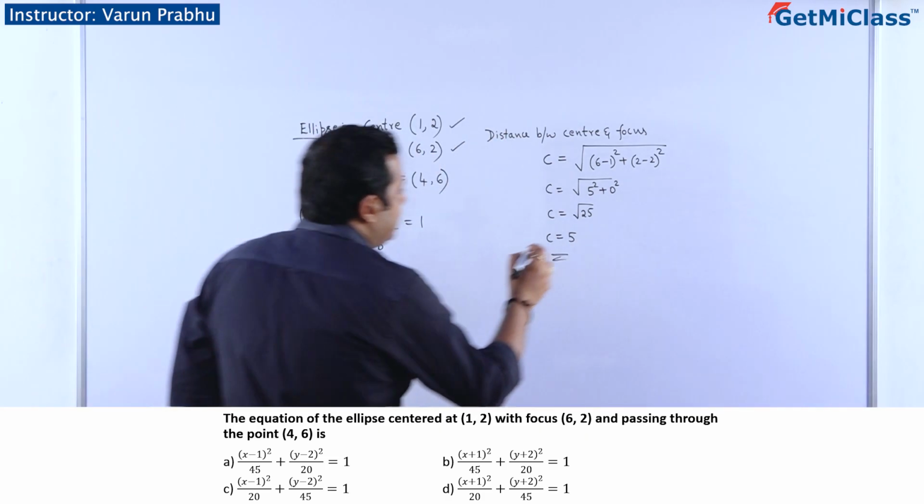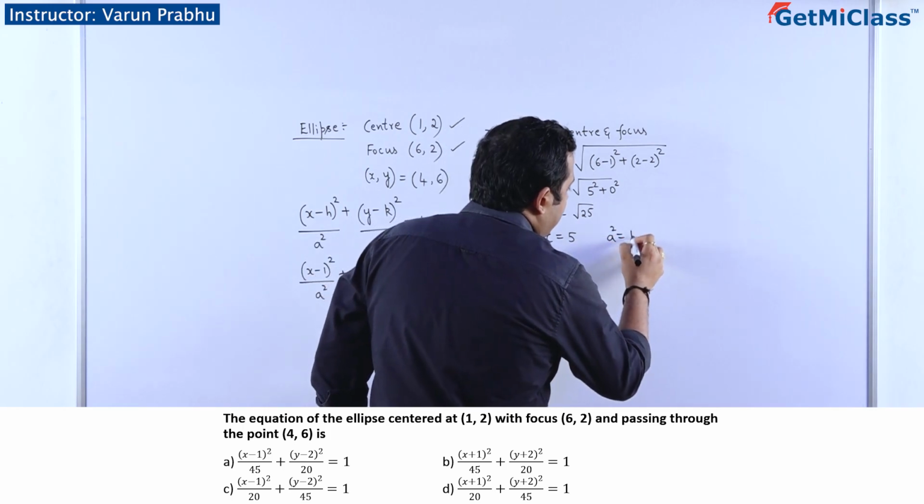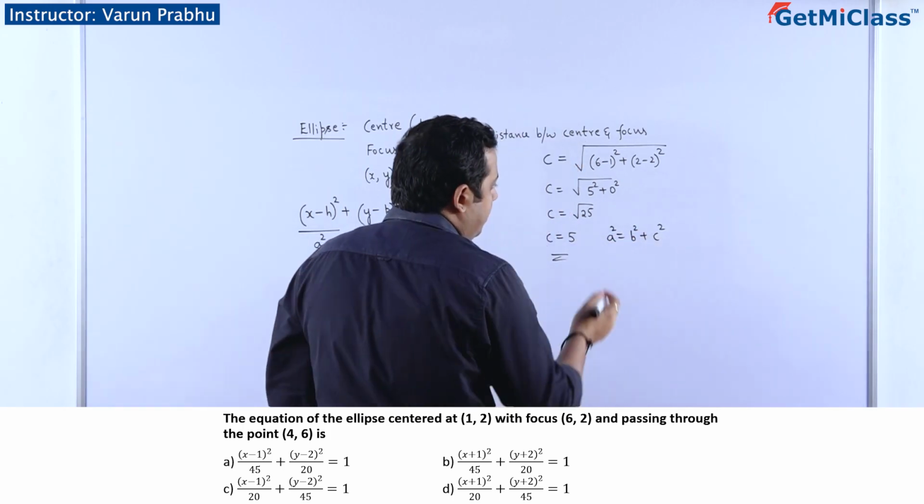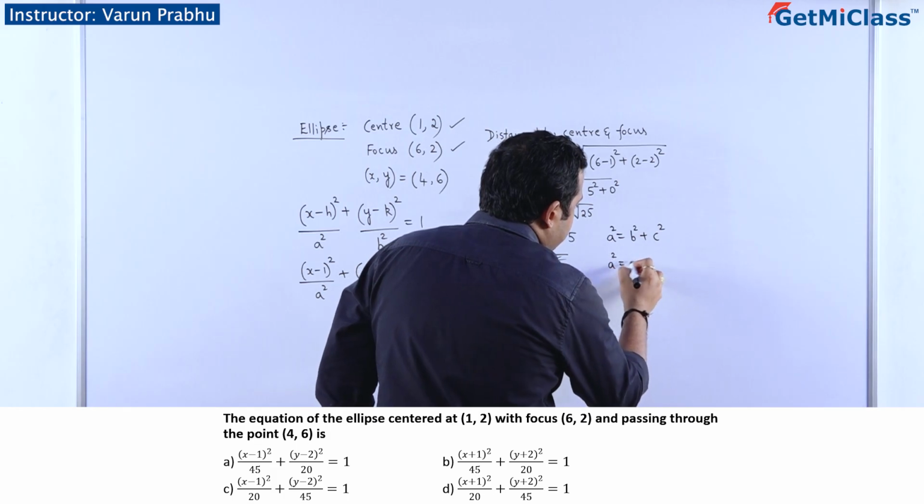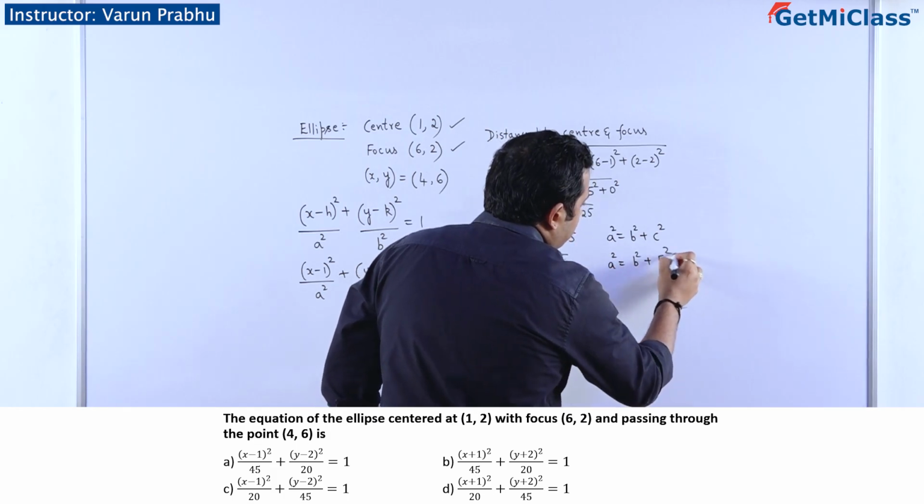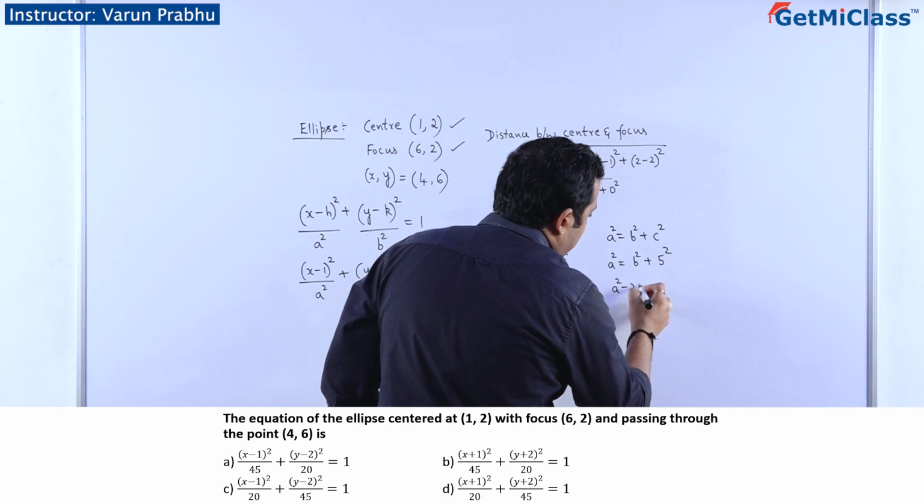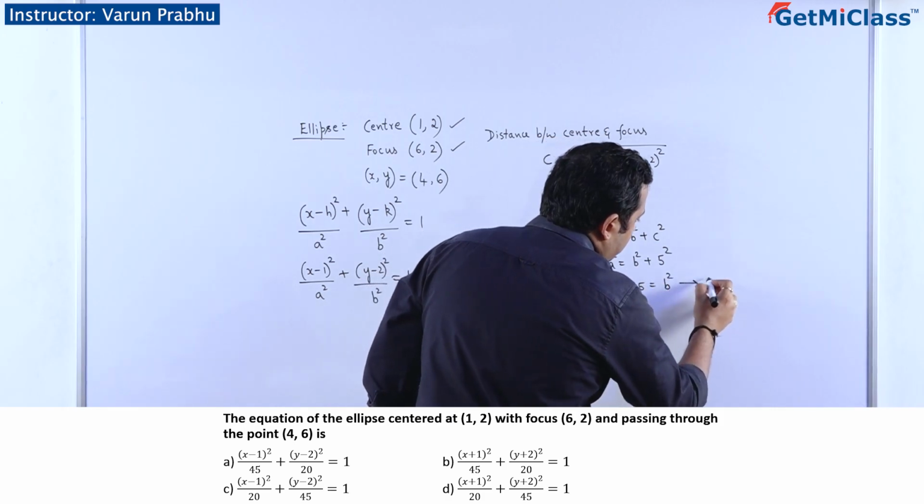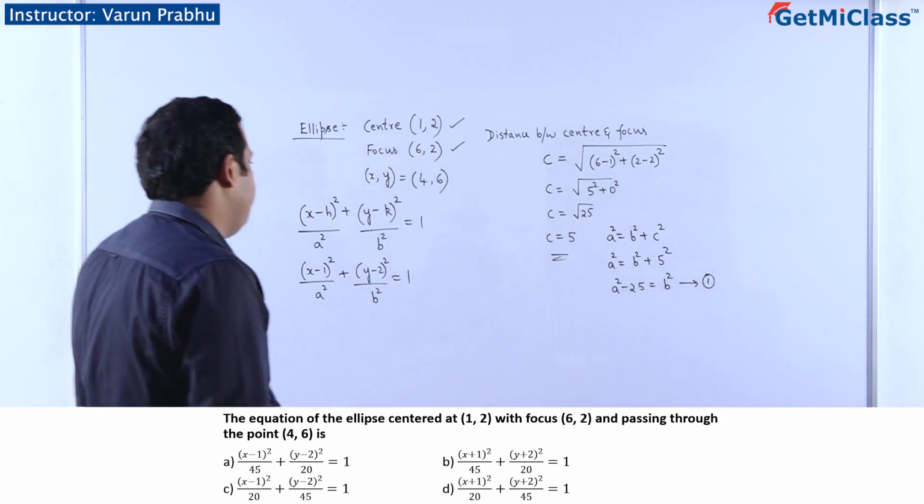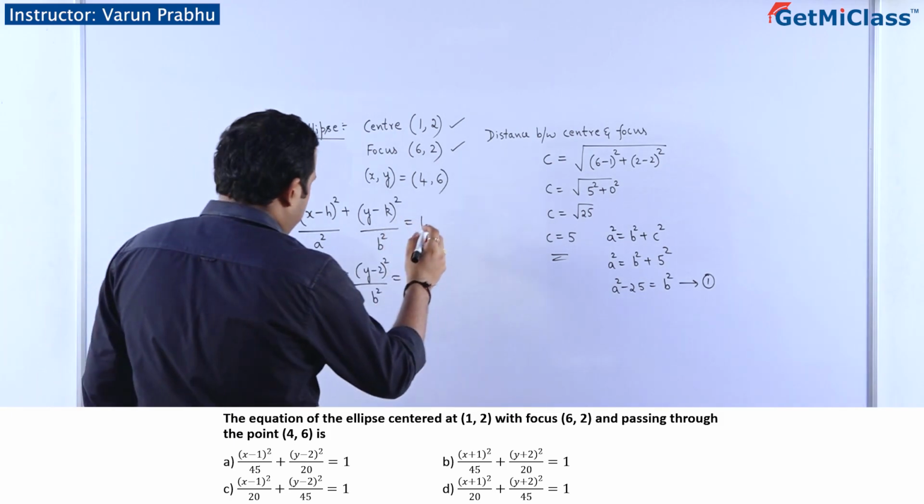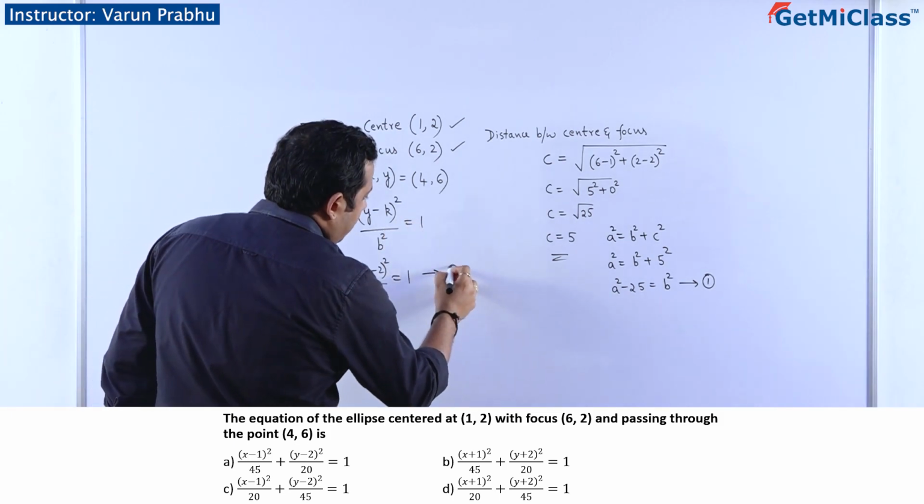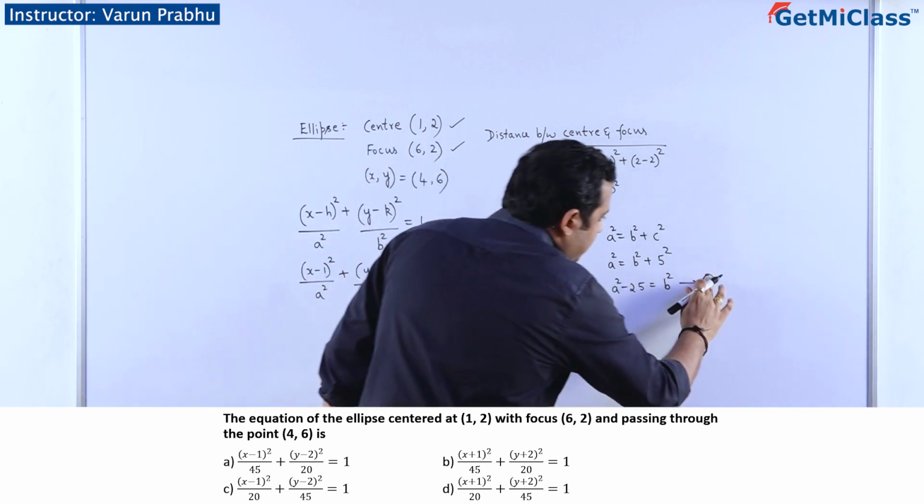Now again we can say that a square is equal to b square plus c square, right? So a square is equal to b square plus 5 square. So a square minus 25 is equal to b square, right? This I'll call equation 1 and this I'll call equation 2.